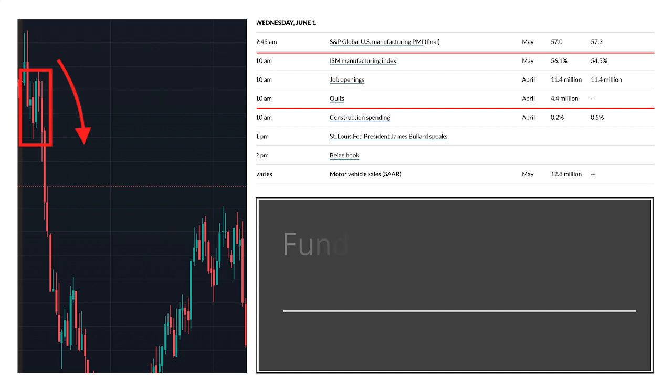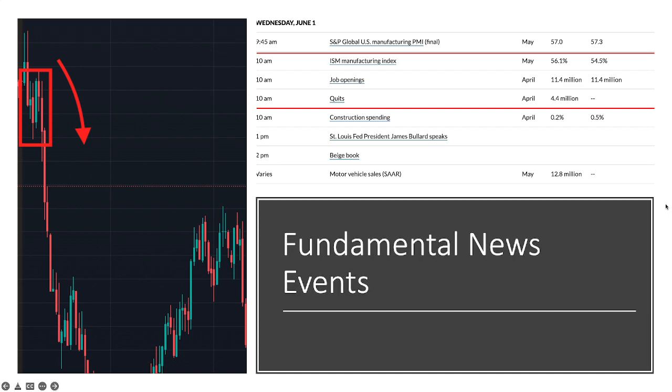So the first thing I want to touch on are fundamental news events that can influence price action, and we actually saw an example of this on Wednesday, June 1st. So you can see at 10 a.m. we had job openings and quits.